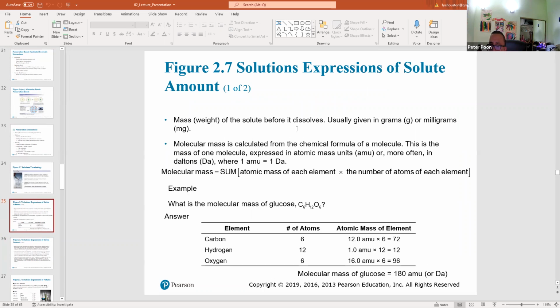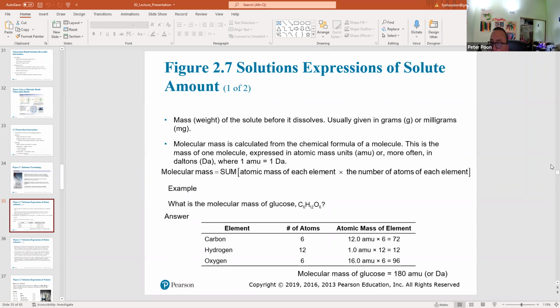The mass of the solid before it dissolves is usually given in grams or milligrams. In physiology, like in all science, we use grams and milligrams. We do not use pounds typically. The molecular mass is derived from the chemical formula of the molecule.